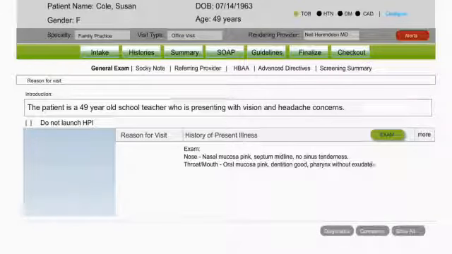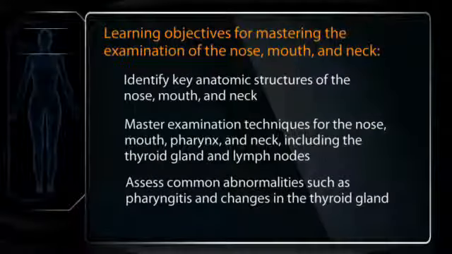Posterior pharynx without exudate. After practice and further review of this video, make sure you have mastered the important learning objectives for examining the patient's nose, mouth, and neck.